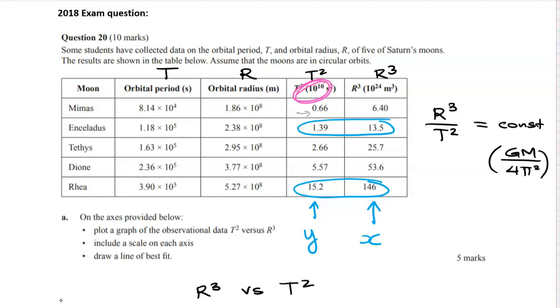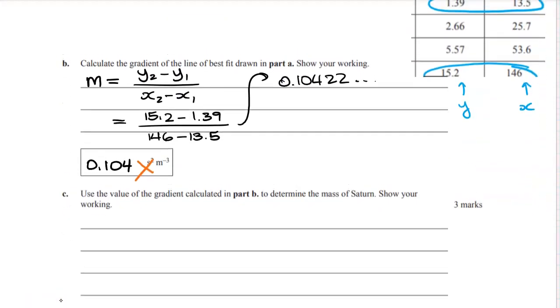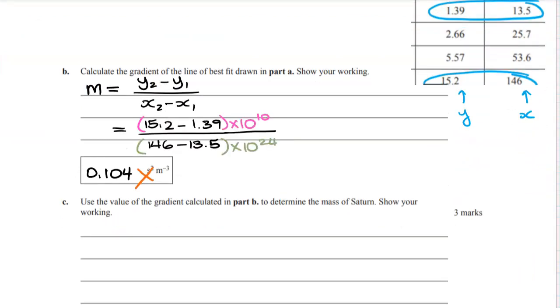And these values here weren't 13.5 and 146. Both of them were multiplied by 10 to the 24. So let's put that in here. I'm going to pause because I've forgotten which one's which. Alrighty, the top values, double check and make sure I've got this correct because I'm a little bit tired. But the top values were multiplied by 10 to the 10 and the bottom values were multiplied by 10 to the 24. That's a critical error I just made. So let's see if we can fix this calculation and get our proper value of the gradient.